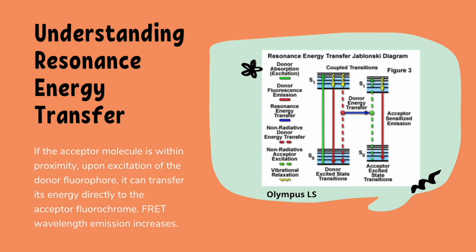We can break this down a little further and take a closer look at resonance energy transfer. So we are looking at a Jablonski diagram, which shows the coupled transitions between the donor emission and acceptor absorbance in FRET. The absorption transitions are represented by the green arrows, and the emission transitions are represented by the red arrows. You can pay special attention to the dotted arrows, where the donor fluorophore transfers its excited state energy directly to the acceptor without emitting a photon. The resulting sensitized fluorescence emission has characteristics similar to the emission spectrum of the acceptor.